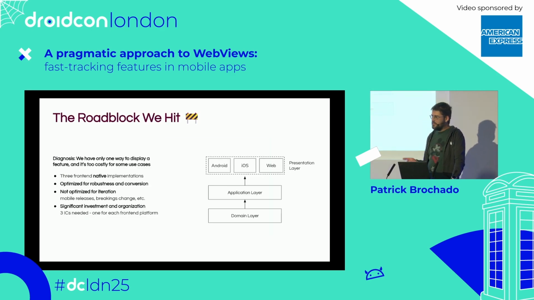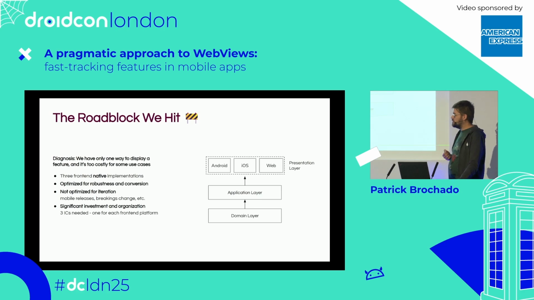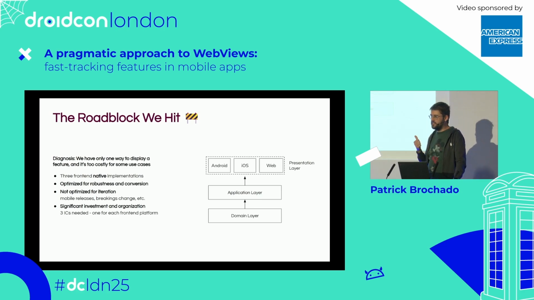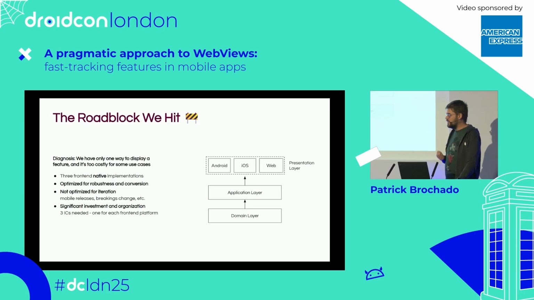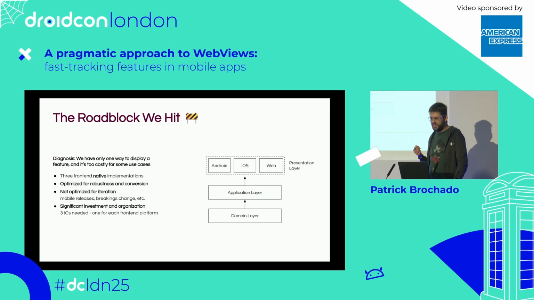At BlaBlaCar, we faced the common developer's lament. Building features for three native platforms like Android, iOS, and web is incredibly resource intensive. It felt like we were constantly driving three separate cars to the same destination. It's a bit ironic for a carpooling company, isn't it? So three front-end implementations is fantastic for core experience, but they were slowing down our time to market.